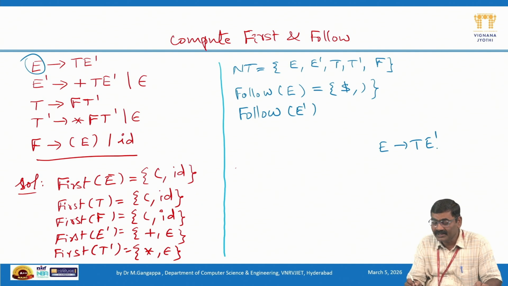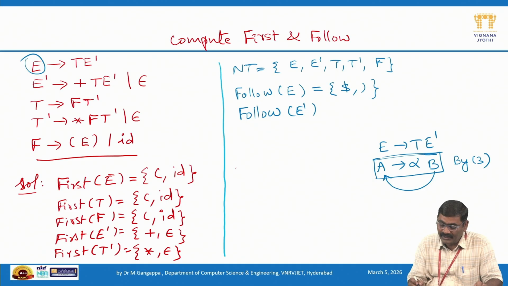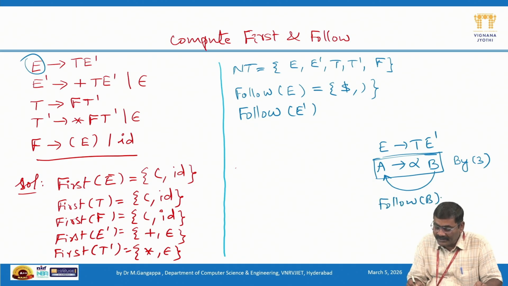In this case, E dash is in its RHS. So this can be treated as capital B, this is alpha and this is A. According to our rule, A gives alpha B. When we compare this production, E gives T E dash, with rule 2 or 3, this is quite similar to A gives alpha B, right? So this is rule 3. This is obtained by using the rule 3. By using the rule 3, what do we get here? Follow of B can include follow of A, that is, follow of E dash can include follow of E.